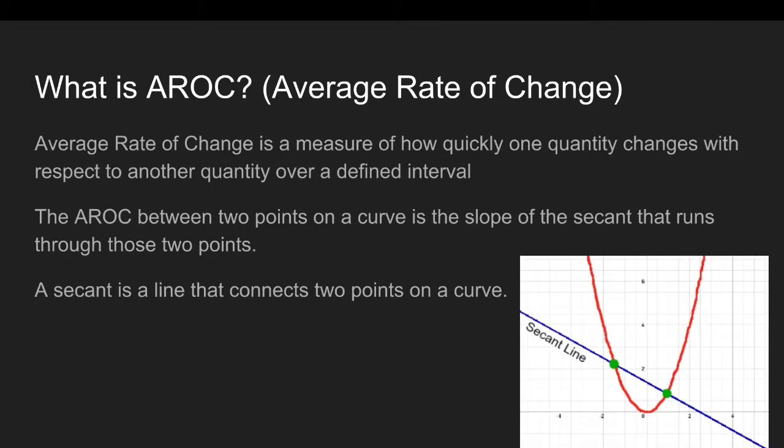First things first, AROC, like I said before, is an abbreviation for average rate of change. An average rate of change is a measure of how quickly one quantity changes with respect to another quantity over a defined interval. The AROC between 2 points on a curve is the slope of the secant that runs through these 2 points. A secant is effectively a line that connects 2 points on a curve.